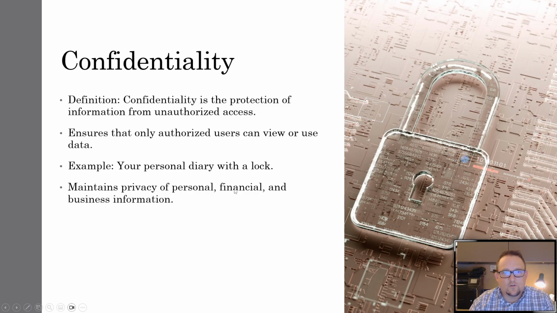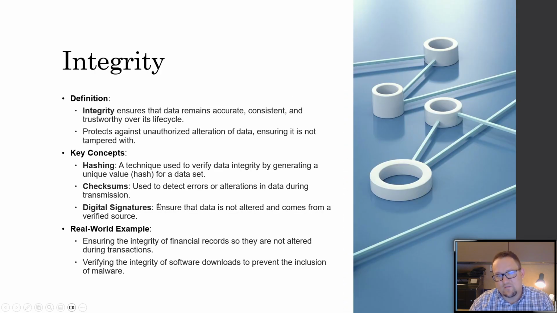So we talked a little bit about confidentiality. Confidentiality is the protection of information from unauthorized access and ensures that only authorized users can use the data. For instance, think of it like a diary with a lock. It maintains a personal level of privacy, maintains personal privacy for personal, financial, and business information. It's basically saying those who should have access do have access.